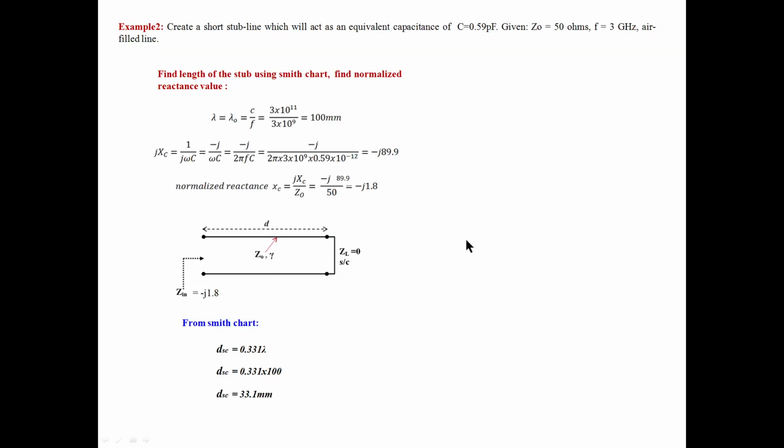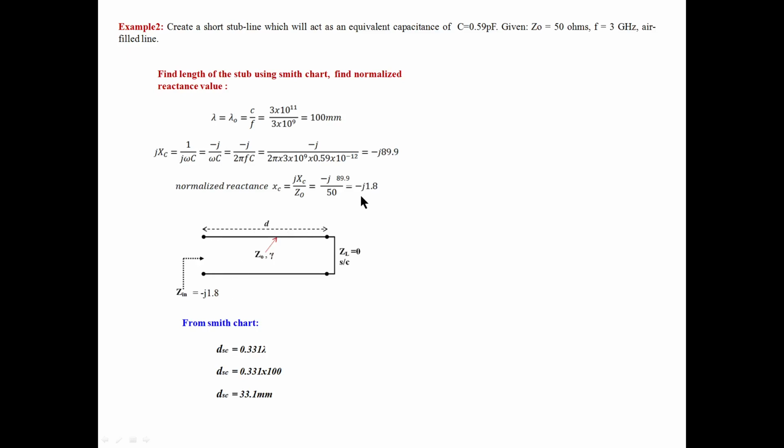So that value is 89.9, divide that by 50. So you will be getting minus j 1.8, that is a negative reactance, Xc we got here. Now what we have to do is use a short circuit stub only. To get this value of minus j 1.8, you should find out the length, because the reactance depends on the length of the line. As the length varies, the reactance varies at the input. So for this particular value of reactance, what is this length?